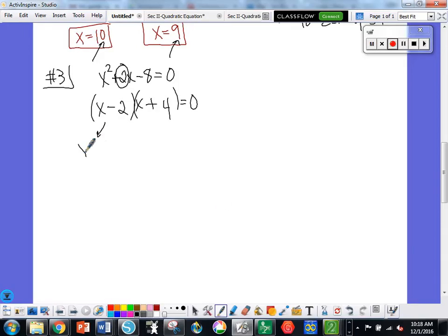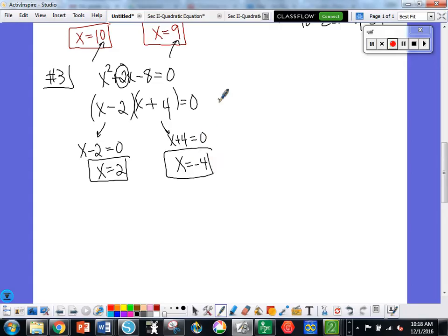If you want to skip this step at this point, you can, and just say x equals 2. And if you want to skip this step, you can, and just say x equals negative 4. But I do not want you skipping this step. Okay? You have to write this step down and then your answers, but if you skip the middle one, you fail. Who got this? Okay, let's try another one.